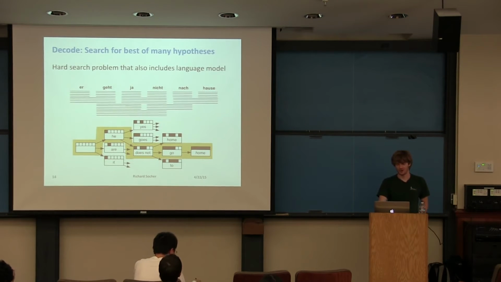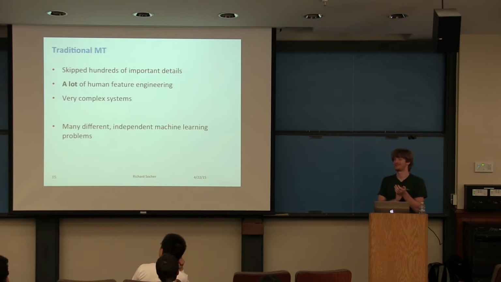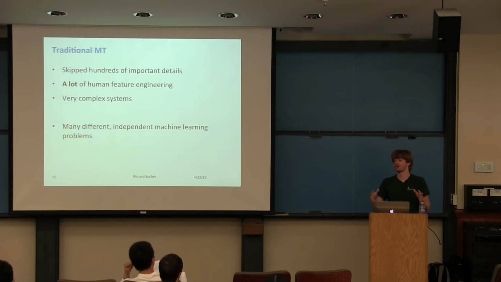All right, so that was a ridiculously short summary of traditional machine translation systems. Again, we could have an entire lecture on that. There are literally hundreds of important details in all these various steps, and I only really showed two of those steps. The main message here is that there's a lot of human feature engineering going on in these. They're still statistical, they're still trying to compute corpus statistics, but there's still a lot of human feature engineering, and these are very complex systems.